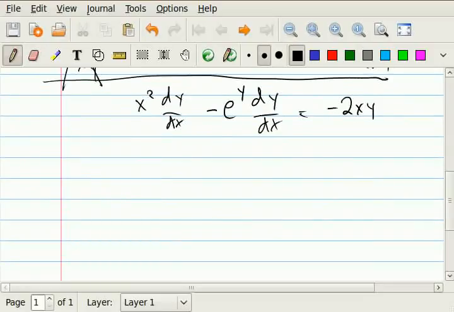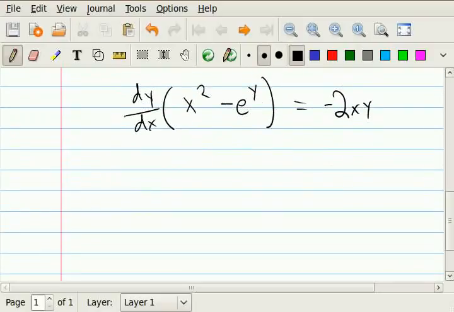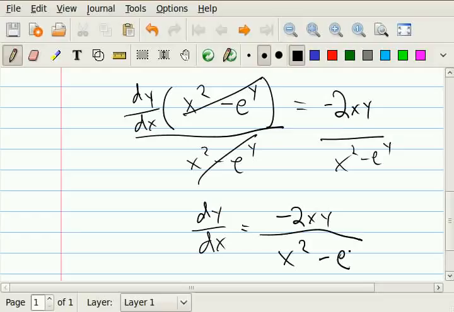Okay, so both of these terms have a dy dx factor. I'll just factor it out, right? It's just something we're multiplying both terms by. So if I factor out that dy dx, I get x squared minus e to the power y, and that's equal to negative 2xy. Finally, since we want to solve for this, we're multiplying dy dx by x squared minus e to the y, so we'll just divide both sides by that. Of course, you can always divide both sides of an equation by something, and here they cancel, and we get dy dx equals negative 2xy over x squared minus e to the y.